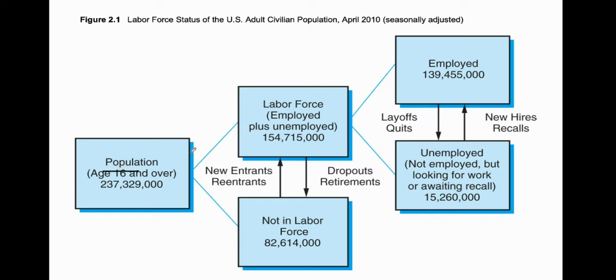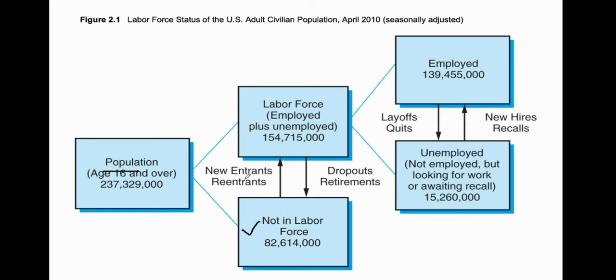And these arrows show other possible flows between the labor force category and not in the labor force, and vice versa. We have new entrants, re-entrants, dropouts, and also retirements. Later, when we come to the topic on unemployment, we will revisit this diagram and study further the direction of each of these arrows. But as of now, we only want to focus on the terms used in the boxes here.